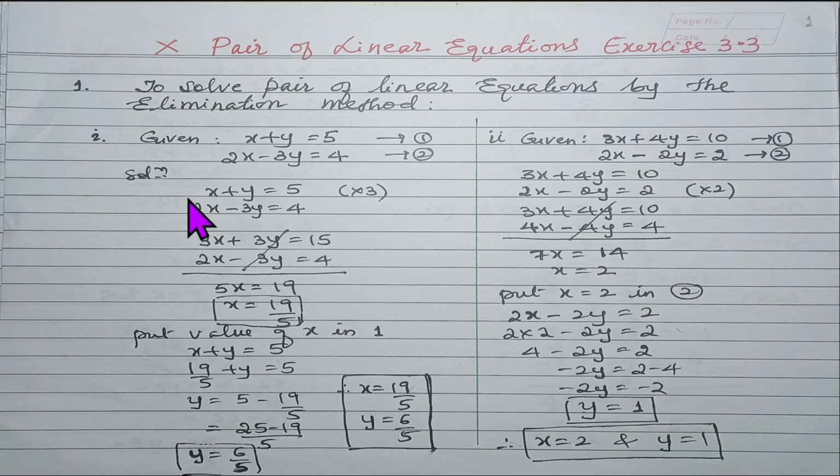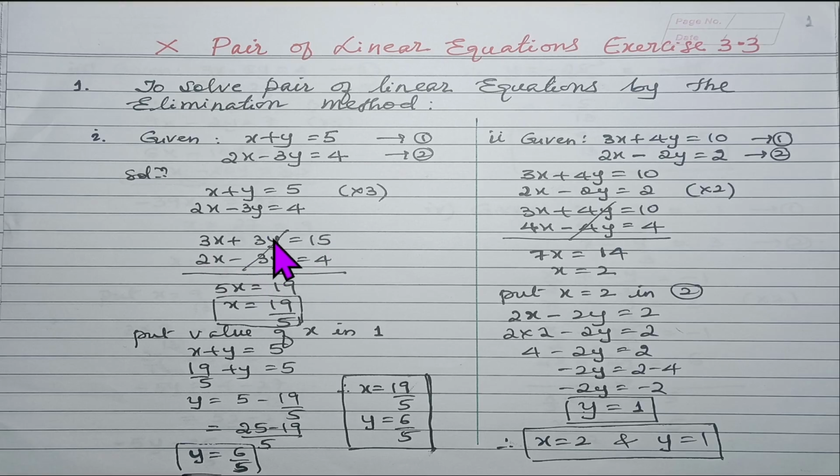So for that, in equation x plus y equal to 5, I will multiply each term of the equation by 3. So by multiplying by 3, I get 3x plus 3y equal to 15, and the second equation I have kept the same, that is 2x minus 3y equal to 4. So by multiplying by 3 to the first equation, I have made the coefficient of y in both the equations the same, that is 3x plus 3y equal to 15 and 2x minus 3y equal to 4.